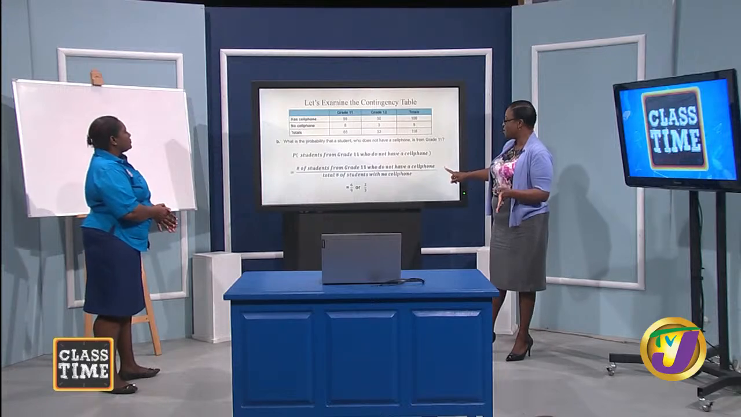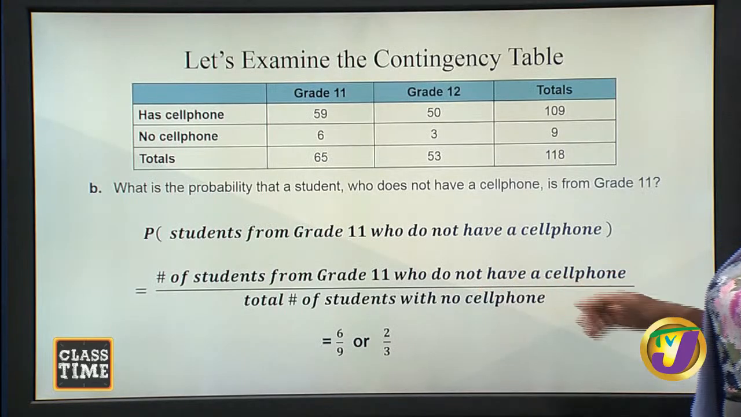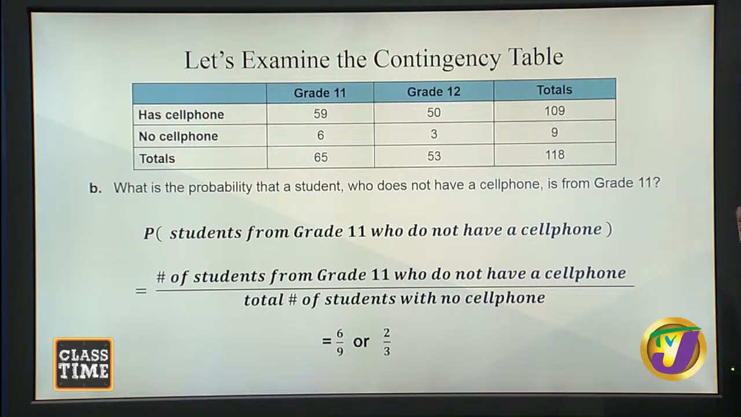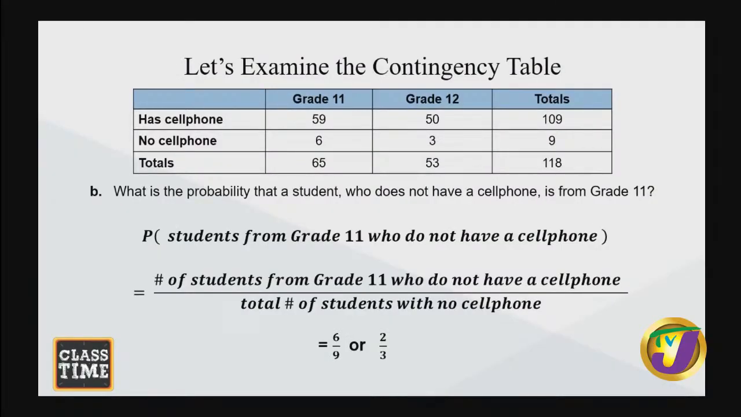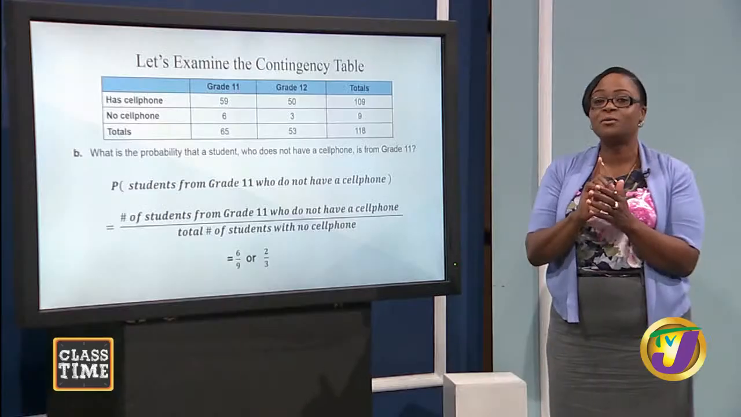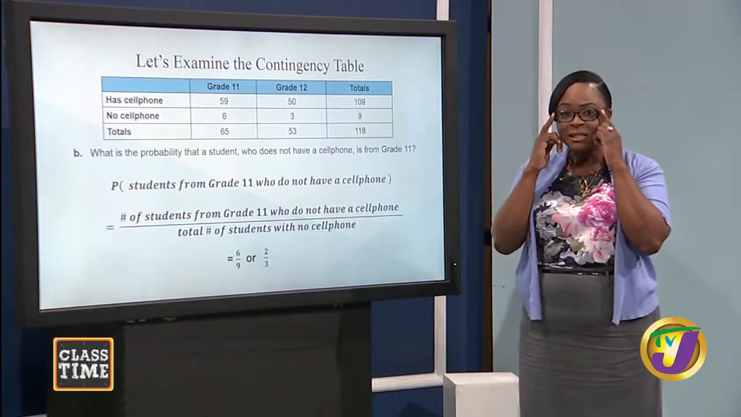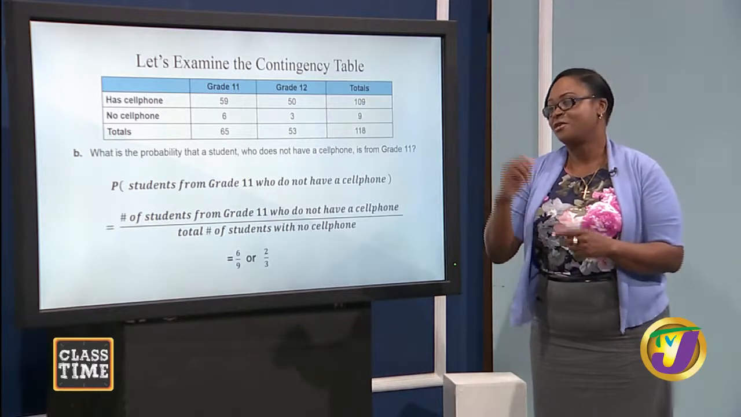So that information is represented here, but hold on. The total number of students who do not have a cell phone, in the interpretation of the contingency table, is 9. We are not just referring to the grade 11 class alone. We are referring to the total number of students with no cell phone. Correct. And so, ladies and gentlemen, when we are working with the contingency table, we have to pay attention to what is asked and what is given.